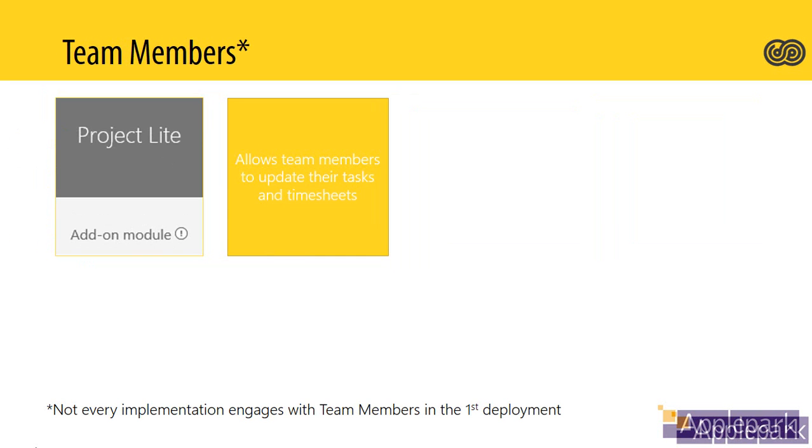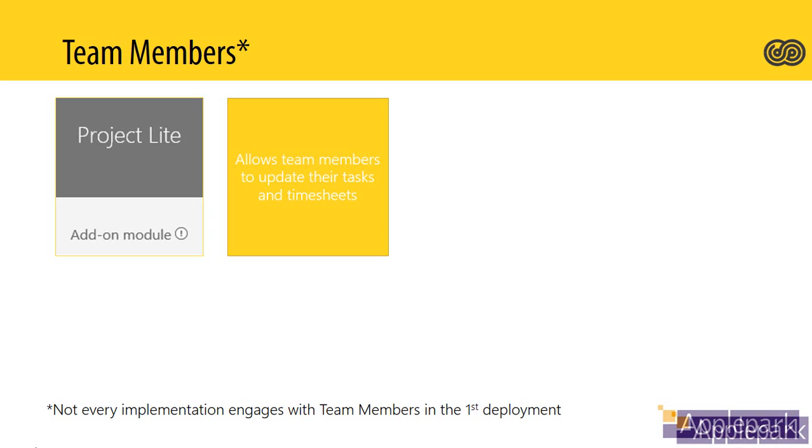And for team members, this is where the Project Lite license comes in. You can get that Lite license for $7 a month. What that allows team members to do is to update the task status, edit some issues and risks, and update the timesheet. That's it. Team members are not there to create new projects, that's what project managers are called. So this Lite license is there because it recognizes the reduced capability that a team member would need.